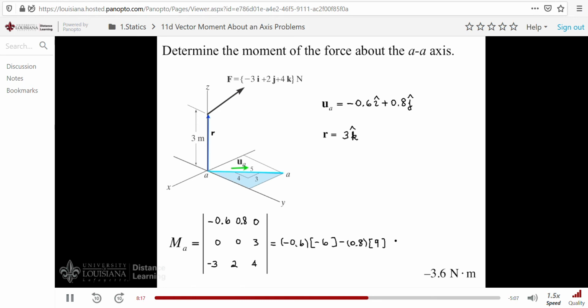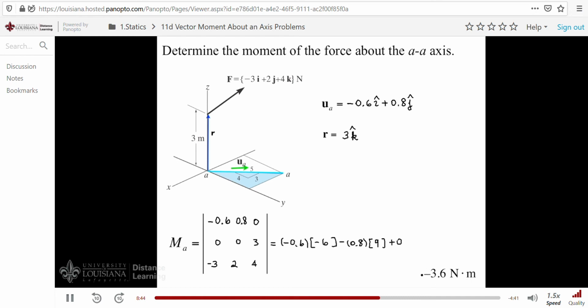And one more to go. And I think you'll agree that would be equal to 0, won't it? Actually, it's 0 times the expansion of its minor. Crossing this column and this row, we have 0 times 2 minus 0 times minus 3. So indeed, it is 0. If you do the arithmetic here, you'll get your result, and it comes out to be minus 3.6 Newton meters.